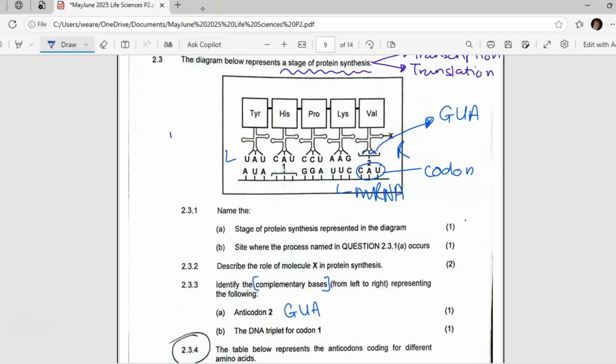Then they want the DNA triplet for codon 1. So we have the anticodon, which is CAU. The codon of that would be GUA. And for the DNA triplet, G will always bond with C, U bonds with A, A bonds with T, because we're in DNA, so we cannot have a U, so that is going to be GAT.